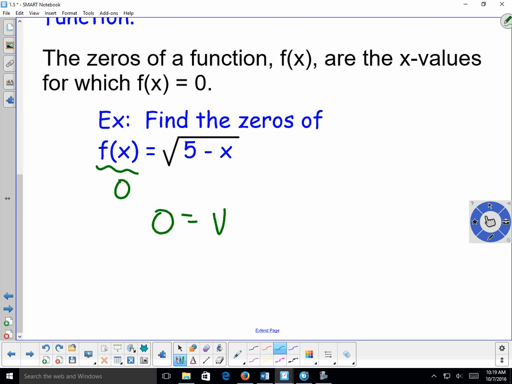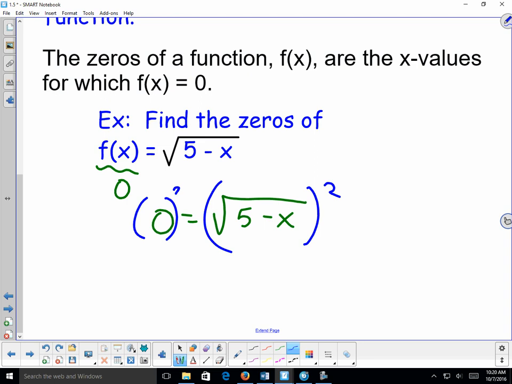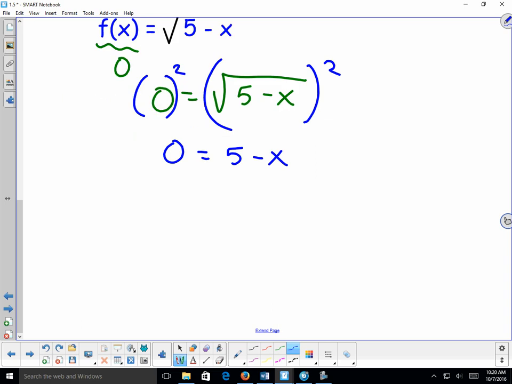So I get 0 equals square root of 5 minus x, and I need to solve for x. I'd probably square both sides to get rid of the square root. And so 0 squared is 0. Square rooting and squaring are canceling each other out. So I get 0 equals 5 minus x.